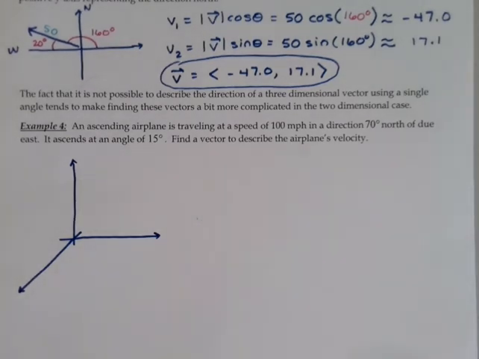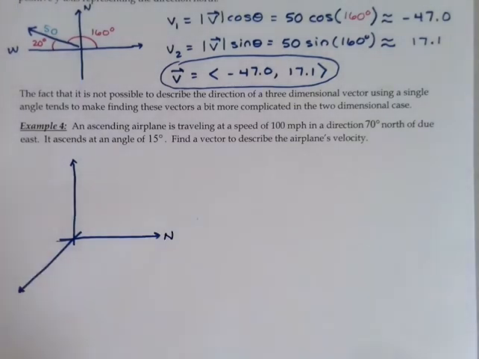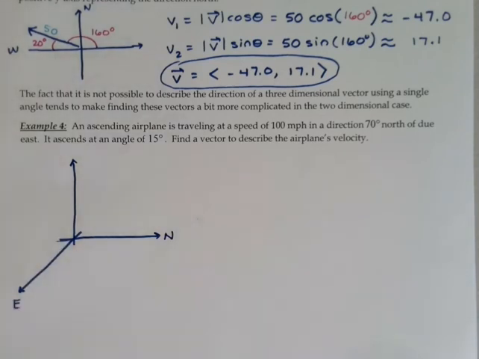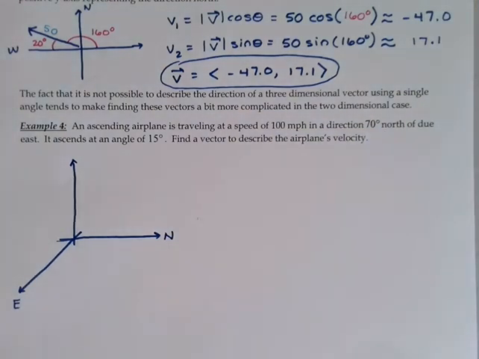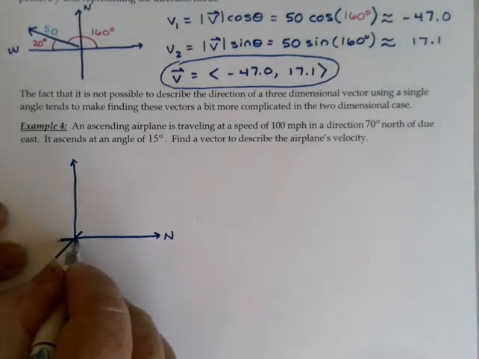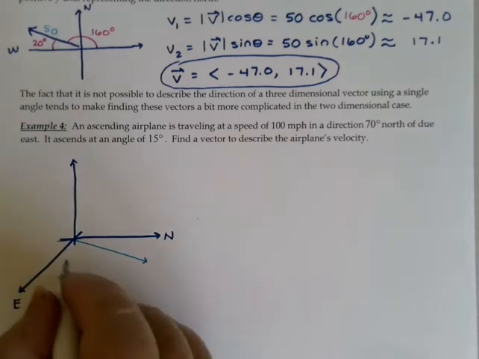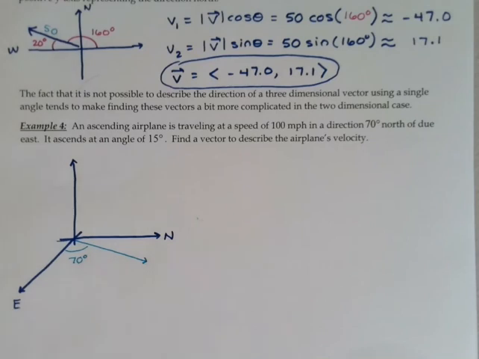Keeping in mind this is now three-dimensional, my y-axis here is still going to be north. And let's see, that would mean that the x-axis is east. And I want to go 70 degrees north of due east. So I'm looking at a vector kind of over here, with this being a 70-degree angle north of east. Okay, I'm not going to try to get that vector to be any particular length right now.